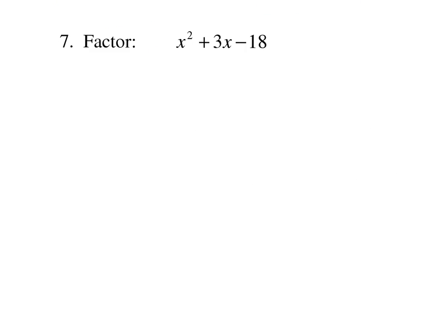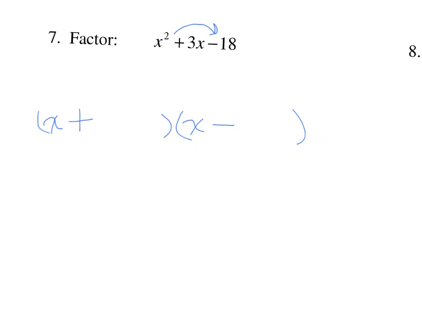Okay, x squared plus 3x minus 18. X times x. Bring down the first sign. Multiply the two signs together. Positive times negative makes negative. Different signs again. So we're still looking for two numbers that multiply to make 18. They will subtract to make 3.